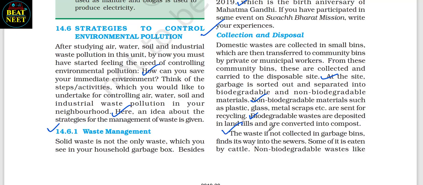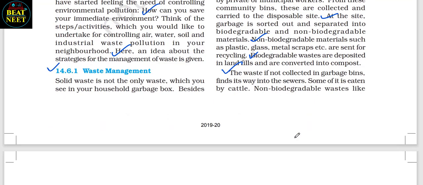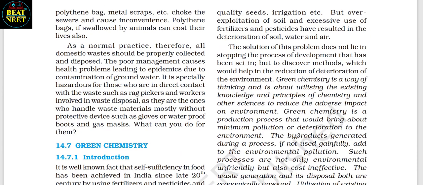The waste, if not collected in garbage bins, finds its way into the sewers, and some of it is eaten by cattle. Non-biodegradable waste like polythene bags, metal scraps, etc. choke the sewer and cause inconvenience. Polythene bags, if swallowed by an animal, can cost their lives also. As a normal practice, therefore, all domestic waste should be properly collected and disposed.